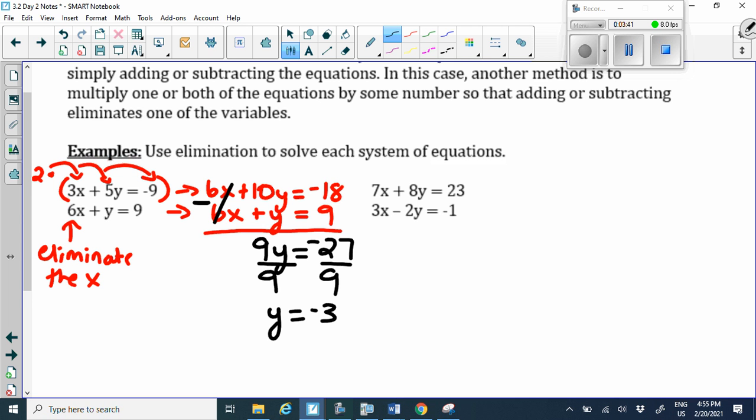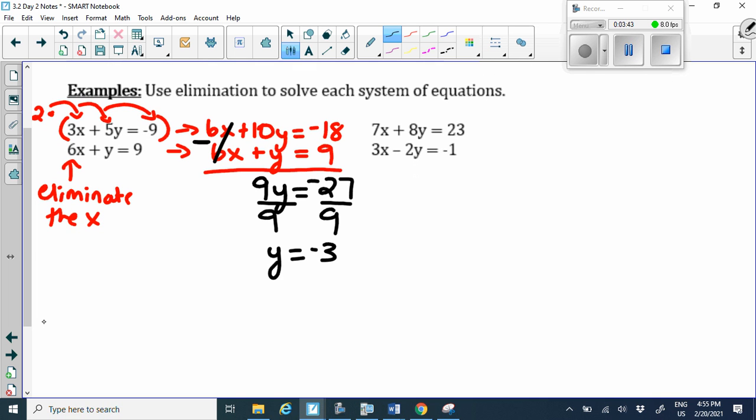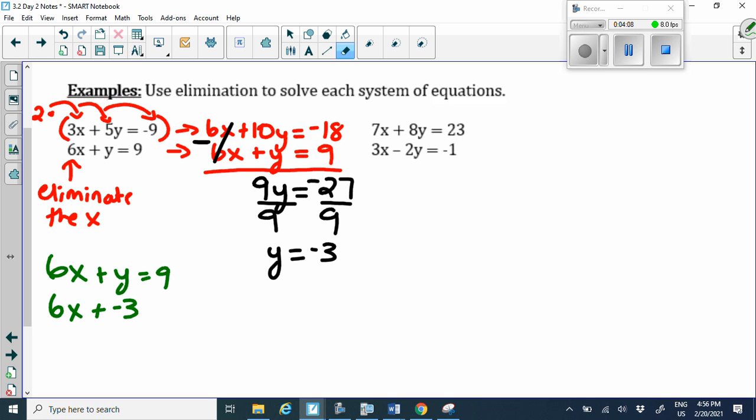Okay, so now what I need to do is figure out, well, what's the x value? To do that, I need to take my y equals negative 3 and plug it into one of the equations. Now, it doesn't matter which one. I would say plug it into the easiest one. I think 6x plus y equals 9 is going to be the easiest one for us. So I'm going to just rewrite it. I plug negative 3 into there. So I have a plus negative 3, or let's do minus.